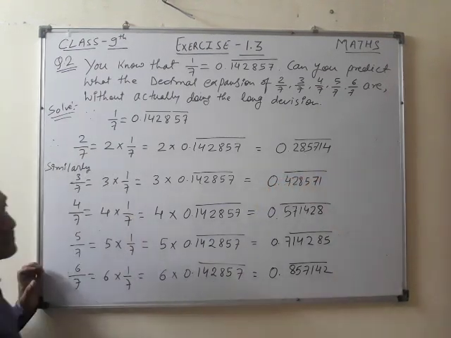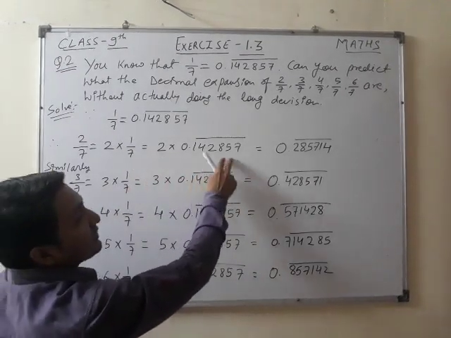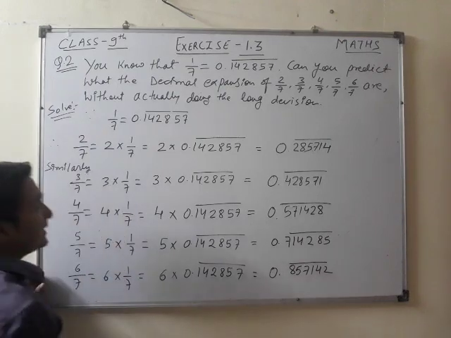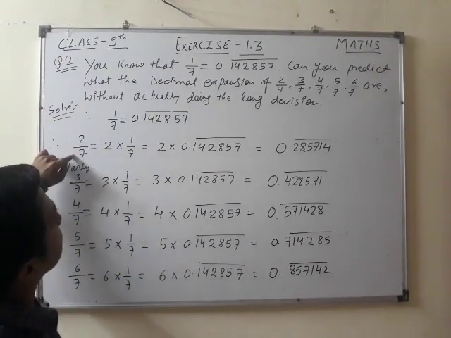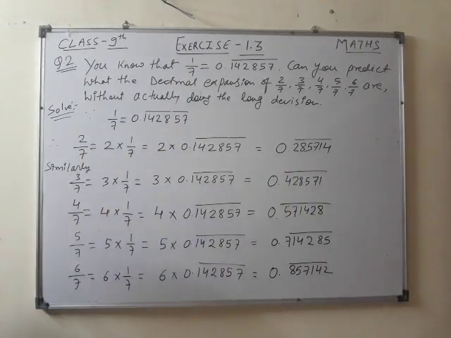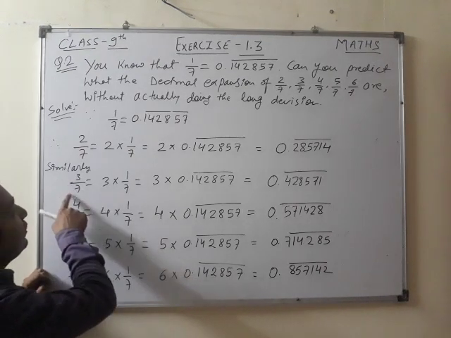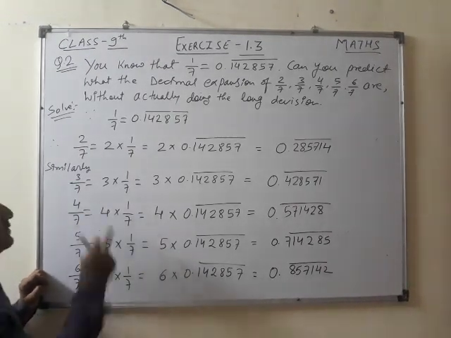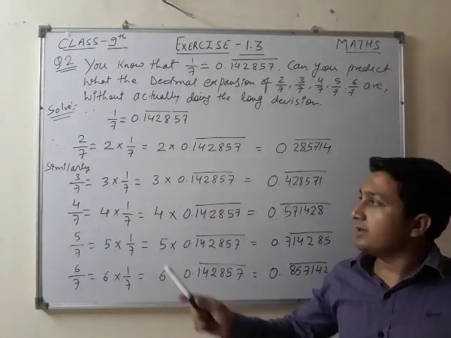When you multiply 2 into 0.142857 bar, you will get the value 0.285714 bar. Is it clear? So without actual division we have converted 2 upon 7 into decimal expansion. It is a non-terminating repeating number. Similarly, we can find the value of 3 upon 7. 3 upon 7 is 3 into 1 upon 7.